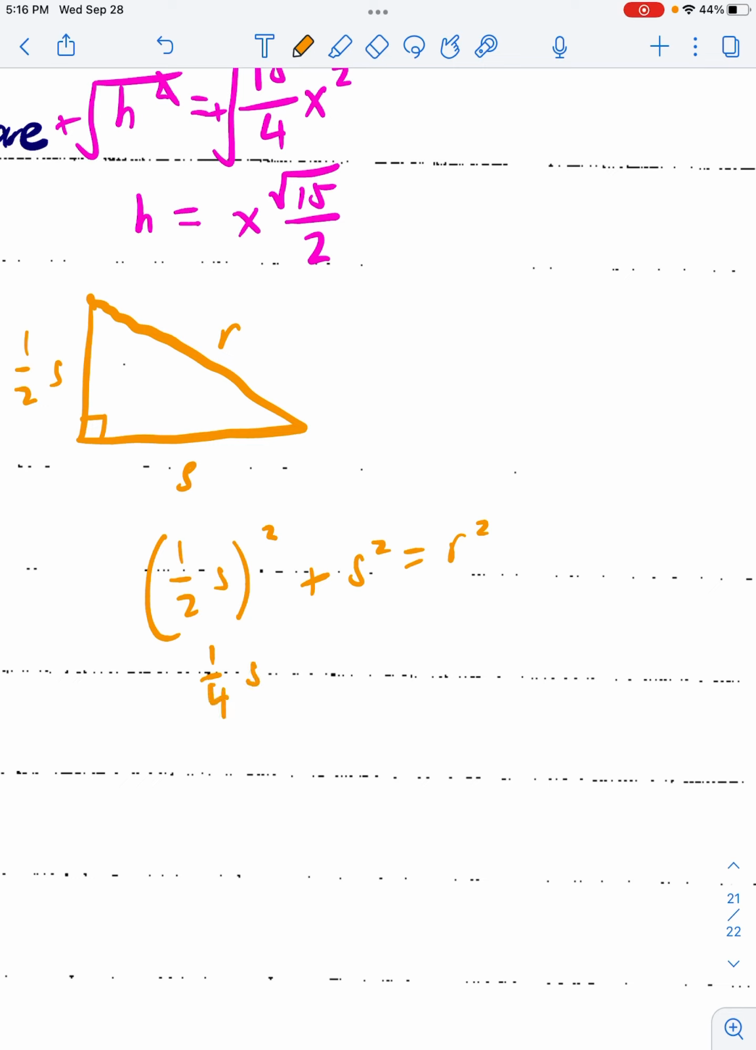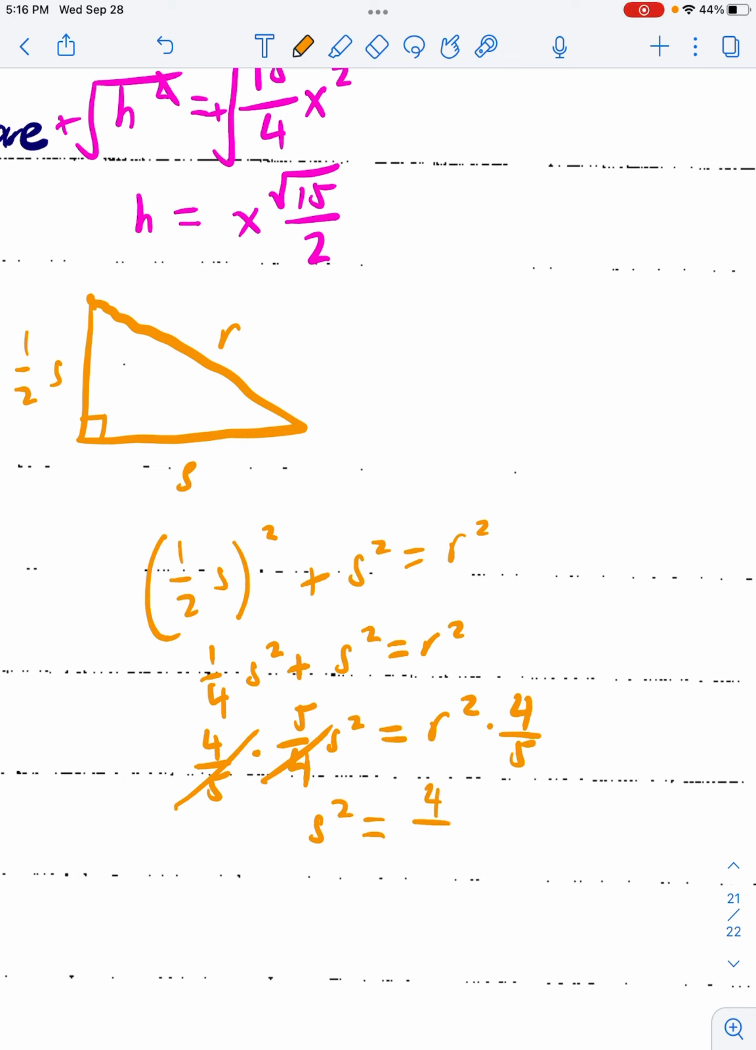So we get 1/4 s squared plus s squared equals r squared. 1/4 plus 1 is equal to 5/4, which it is. Okay, good. So it's going to be 5/4 s squared equals r squared. Get rid of the 5/4 by multiplying both sides by 4/5. We get s squared equals 4/5 r squared.